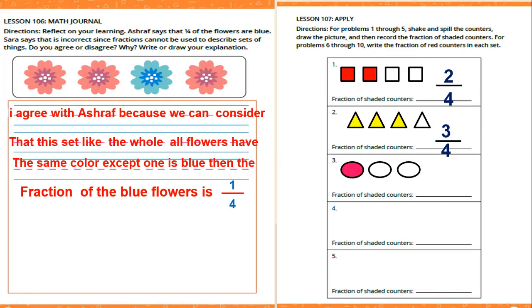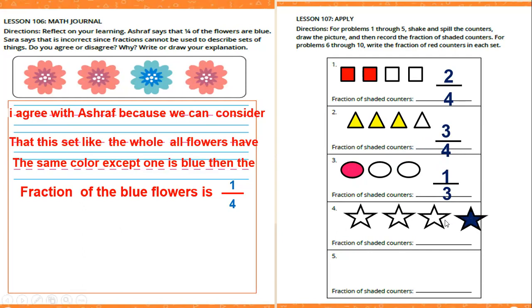The next one. How many colored boards? 1. Excellent. Bravo. 1 over 3. So the fraction is 1 over 3. Excellent, Lujaina and Yahya.